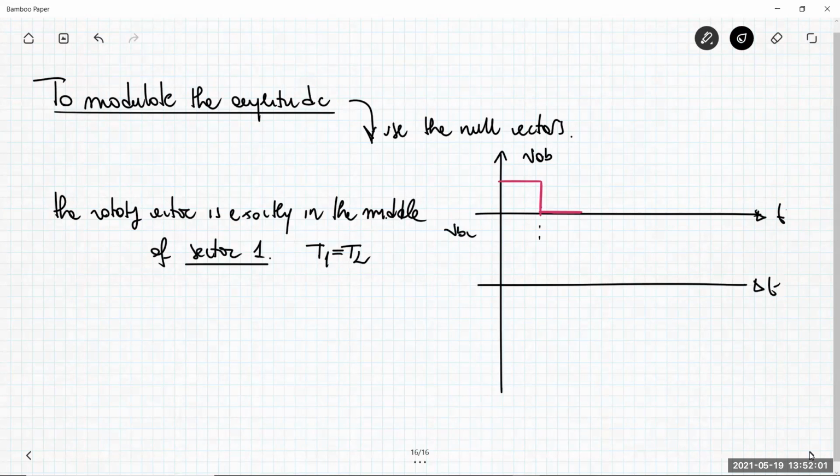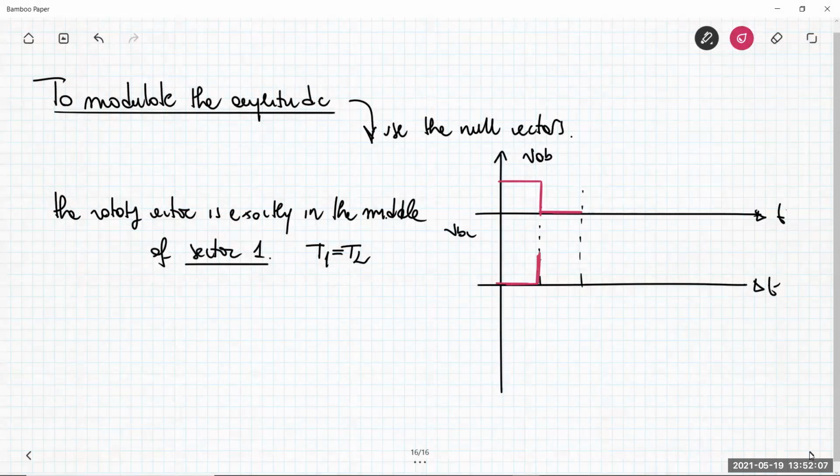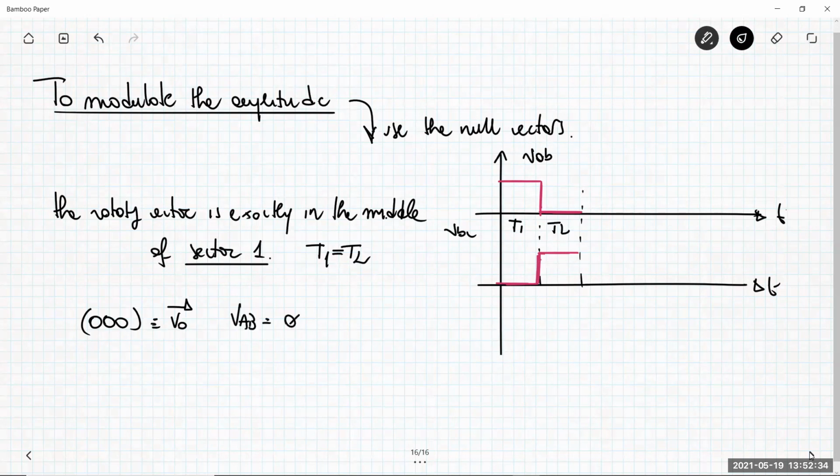VBC and VCA, which is always the same, is not of interest now. So I choose T1 and T2 to be exactly the same. Okay, now I can use another null vectors. For example, I can use the combination 0, 0, 0, which is the vector V0 here, in which VAB is null, in which VBC is null, and in which VCA is null.